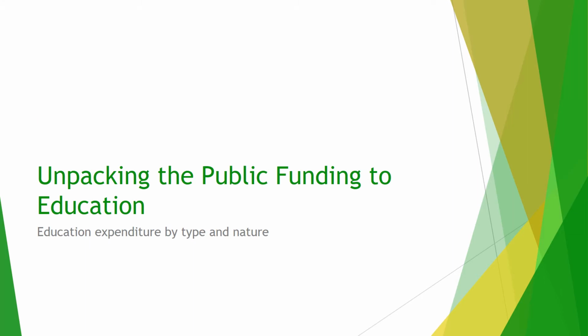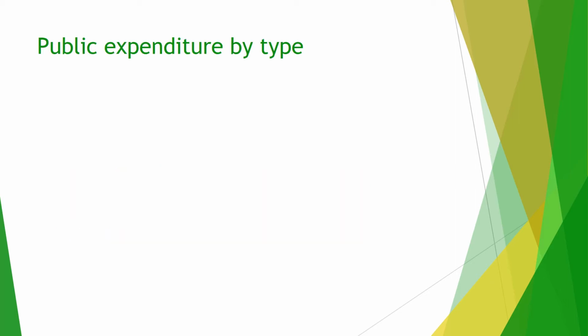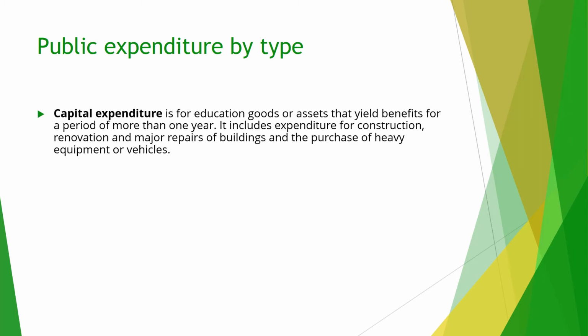Another way of looking in details into the public funding for education is to look at this education expenditure by type and nature. If we think about the type of expenditure, we generally make a distinction between capital expenditure and recurrent expenditure. The capital expenditure is the expenditure for education goods and assets that are used for more than 1 year.